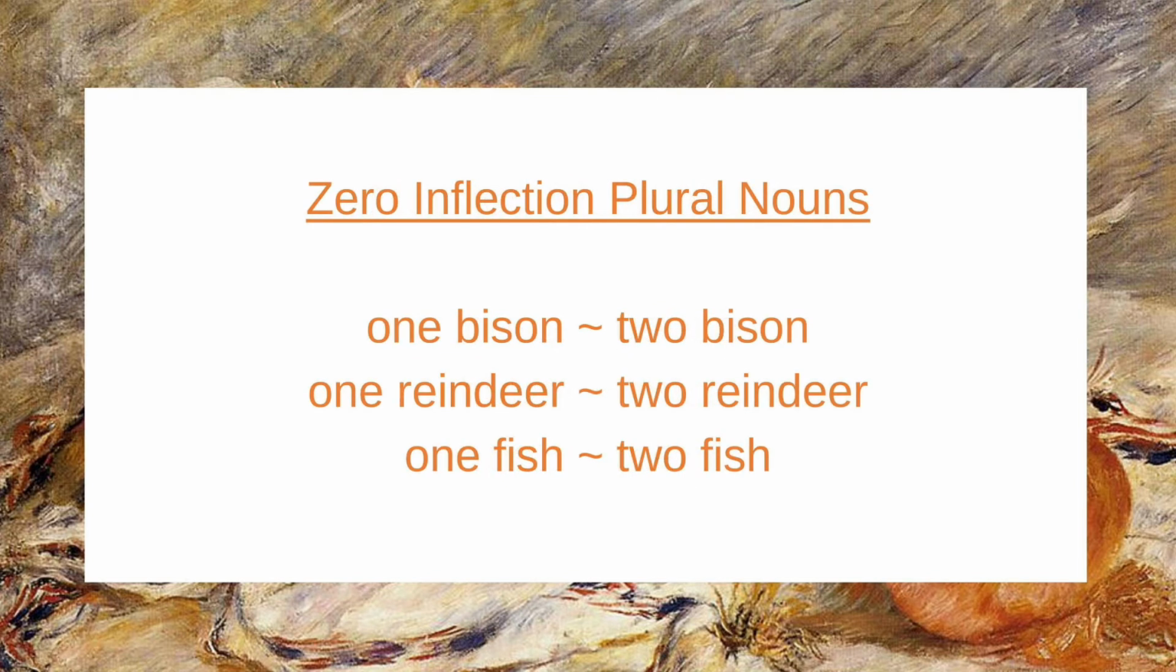Zero inflection plural nouns have the same singular and plural form. 1 bison, 2 bison. 1 reindeer, 2 reindeer. 1 fish, 2 fish.